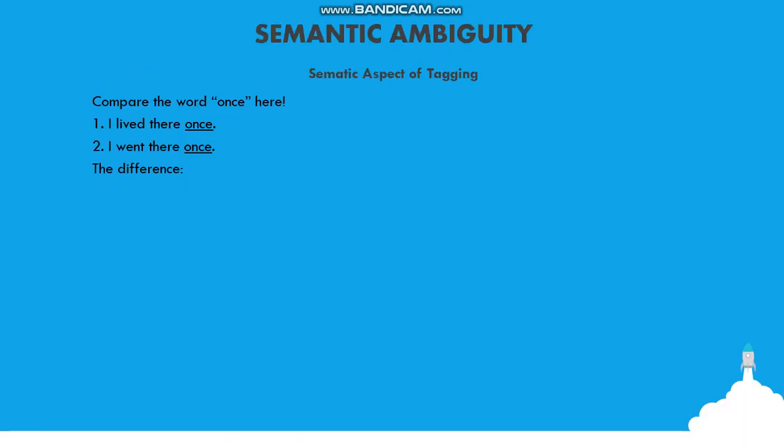So, for example, if we have semantic tagging, you try to differentiate the word once. When we talk about usual tagging in lemmatization, you are going to count it like one.